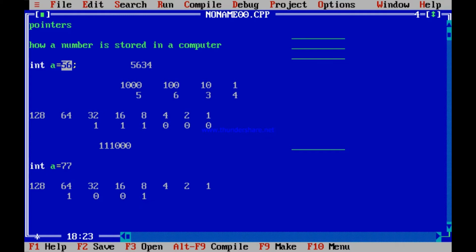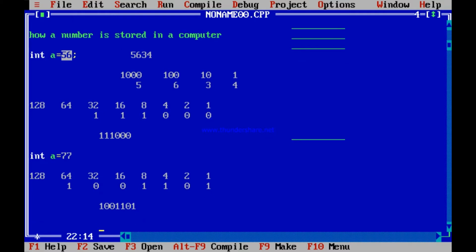I'm remaining with 5. Will a 4 fit? Yes, it will. After fitting 4, how much am I left with? 1. So will a 2 fit? No. Will a 1 fit? Yes. So check out: I'm fitting in firstly 64, remaining with 13. 32 does not fit, 16 does not fit within 13, but 8 fits, remaining with 5. 4 fits within 5, remaining with 1. 2 does not fit, but a 1 fits. So how do you write 77? You write 77 as 1, 0, 0, 1, 1, 0, 1.